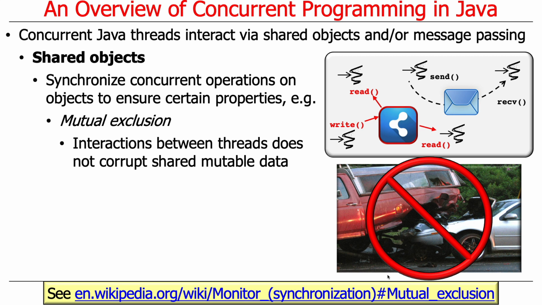So what is mutual exclusion? Mutual exclusion means that interaction between threads will not corrupt shared mutable data. And what that means is that, again, if multiple things are trying to access something, they take turns and only one is in there at a time. Again, think like the restroom in an airplane.